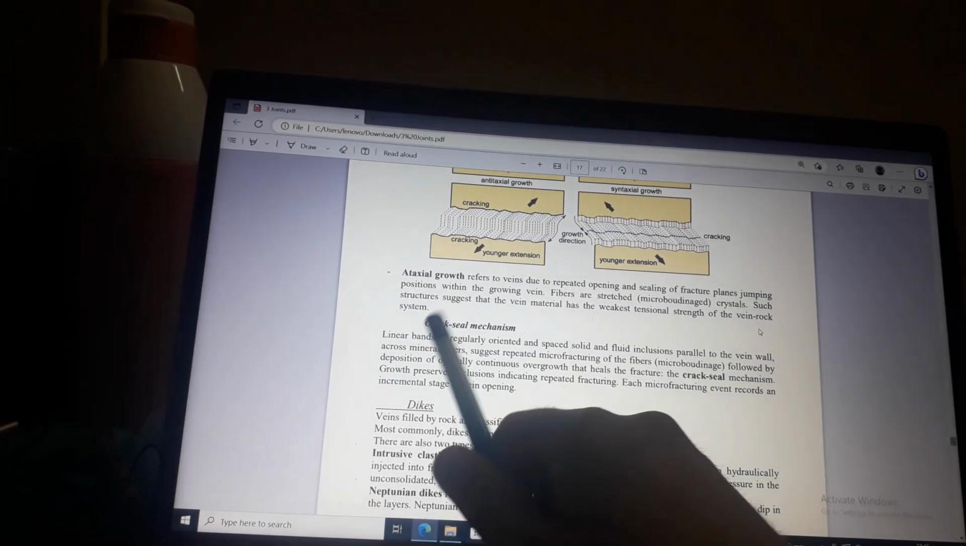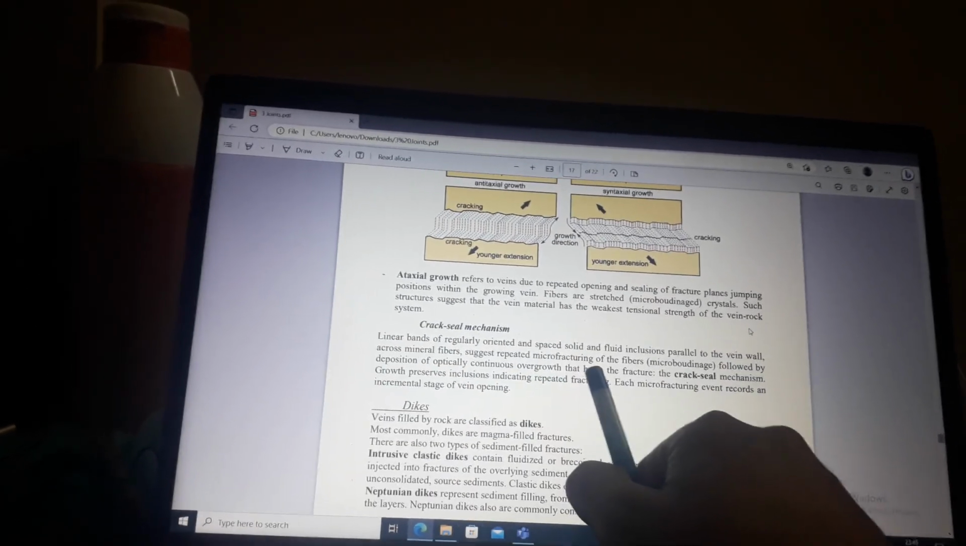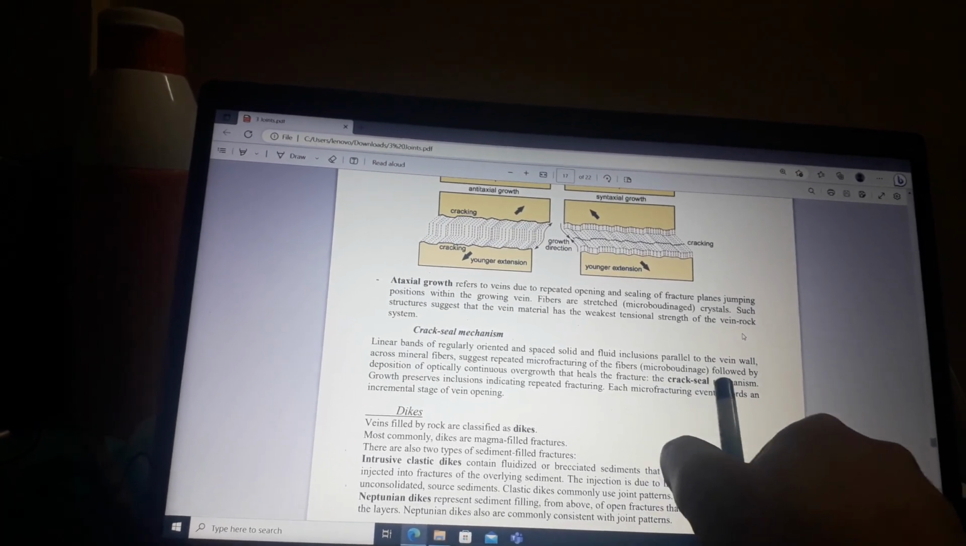Micro boudinage followed by the deposition of optically continuous overgrowth that heals the fracture. The crack seal mechanism.